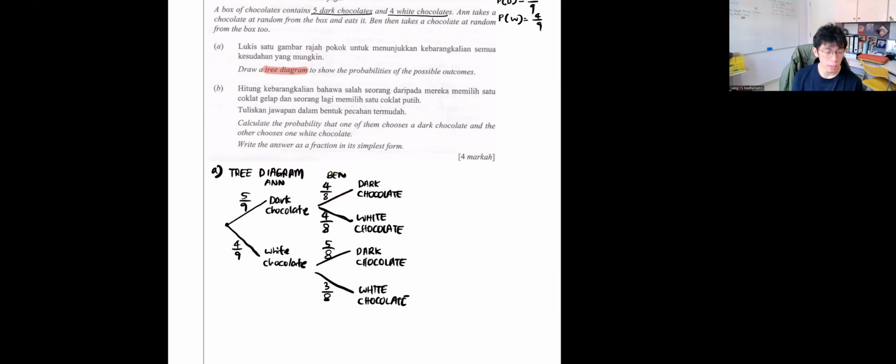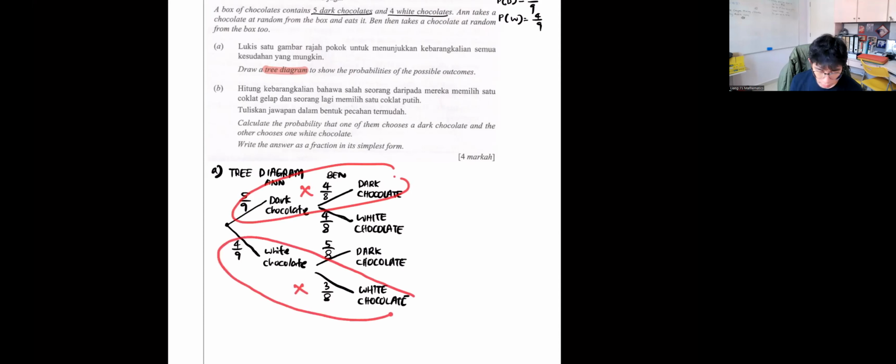So if I say, hey, students, can you get me the probability of N getting white and Ben getting white chocolate as well? You take these two answers and multiply them together. So the first event and second event, just multiply. If I say, can you get me the probability of them getting the same type of chocolate? You're going to multiply to get this, and multiply to get this, and you get two specific answers. And these two specific answers, you will add them, and then you will get a new probability.